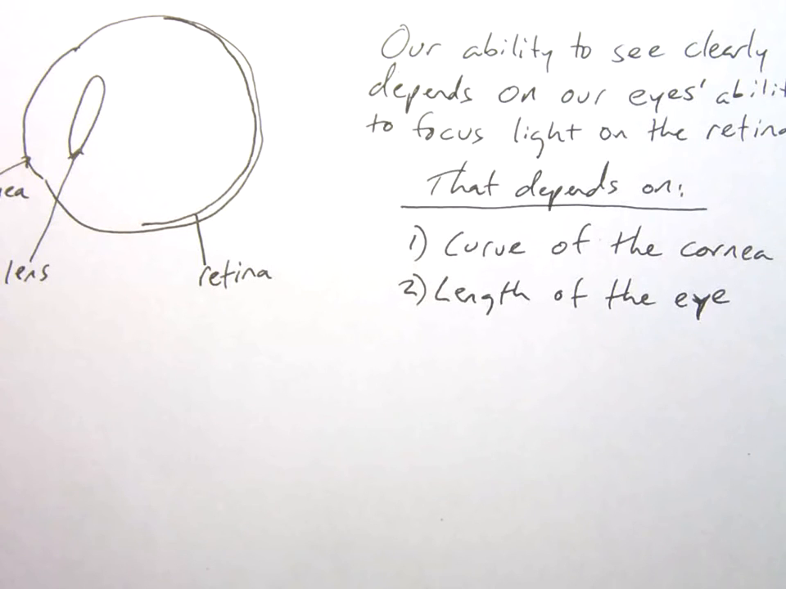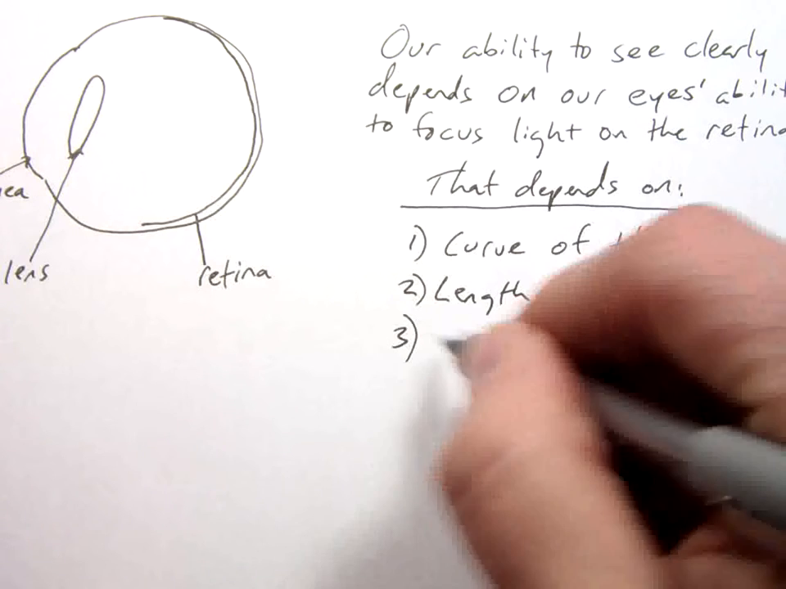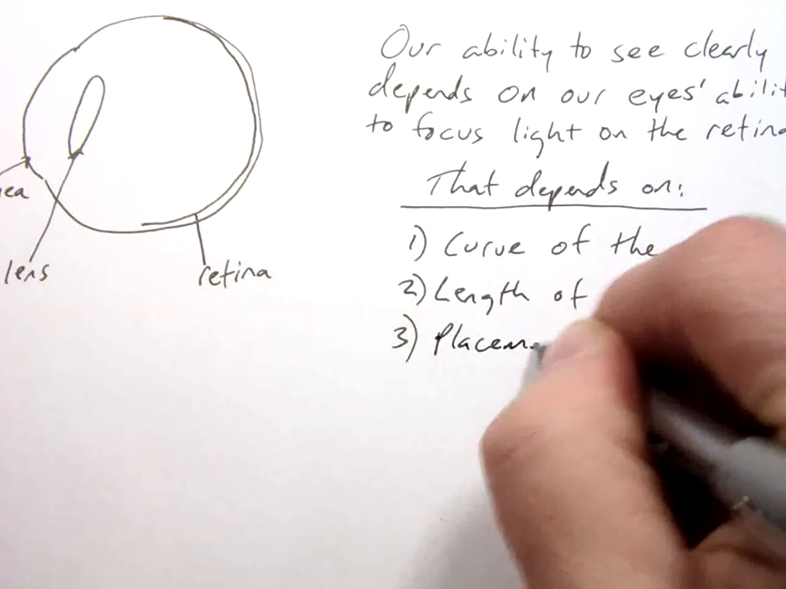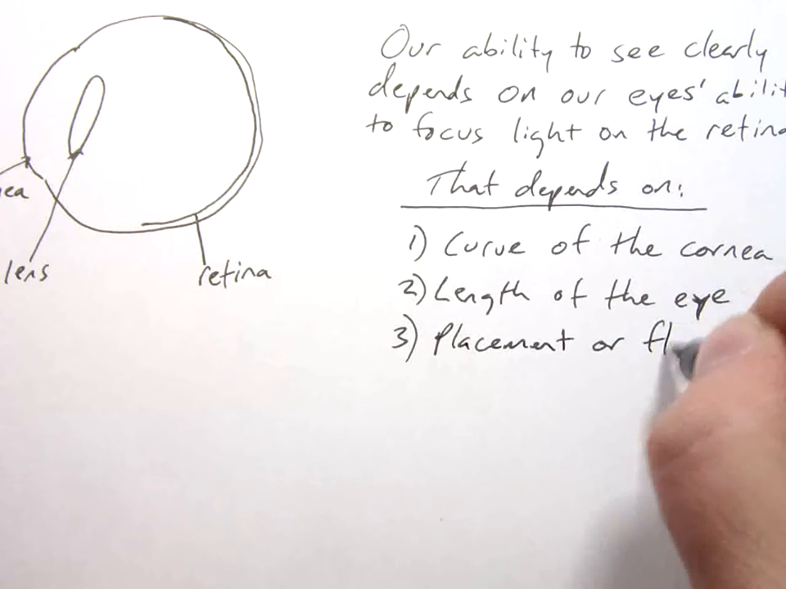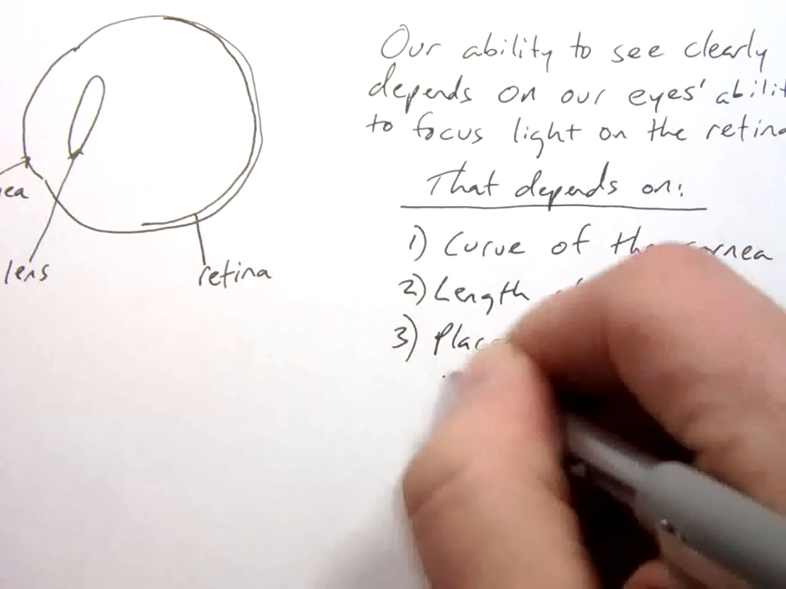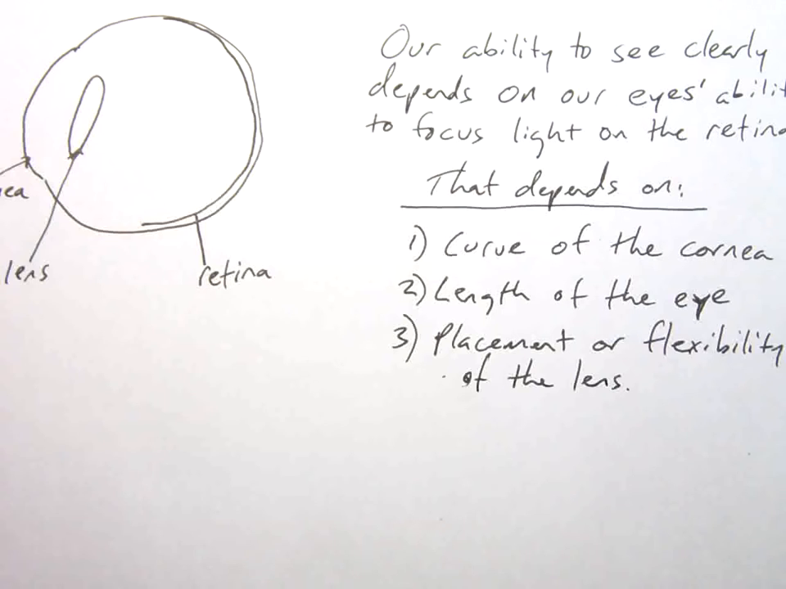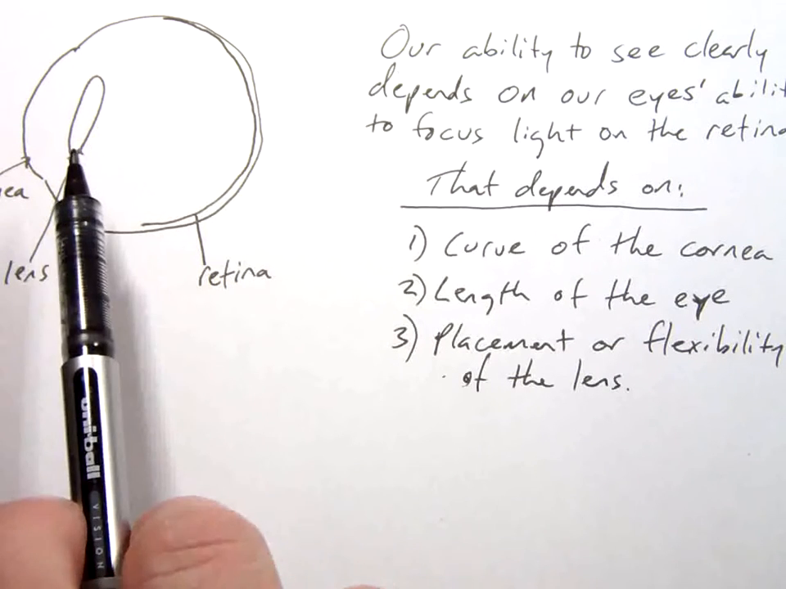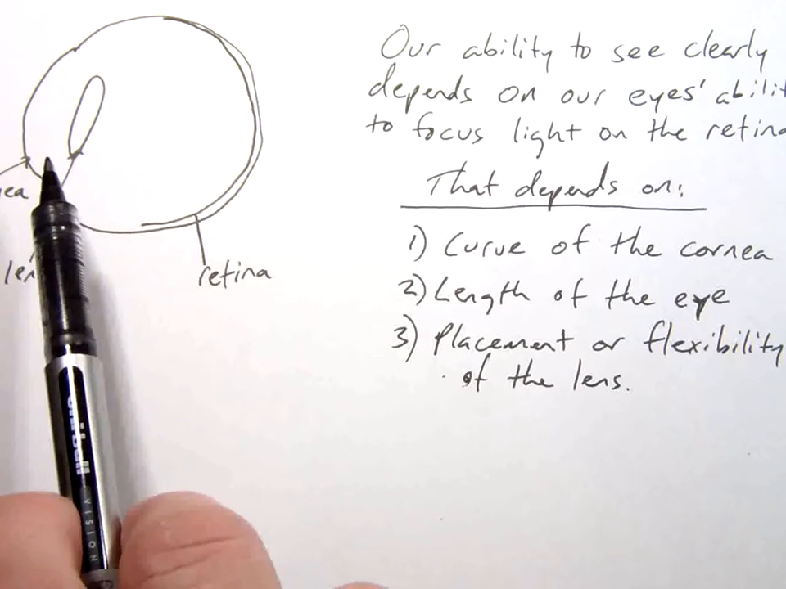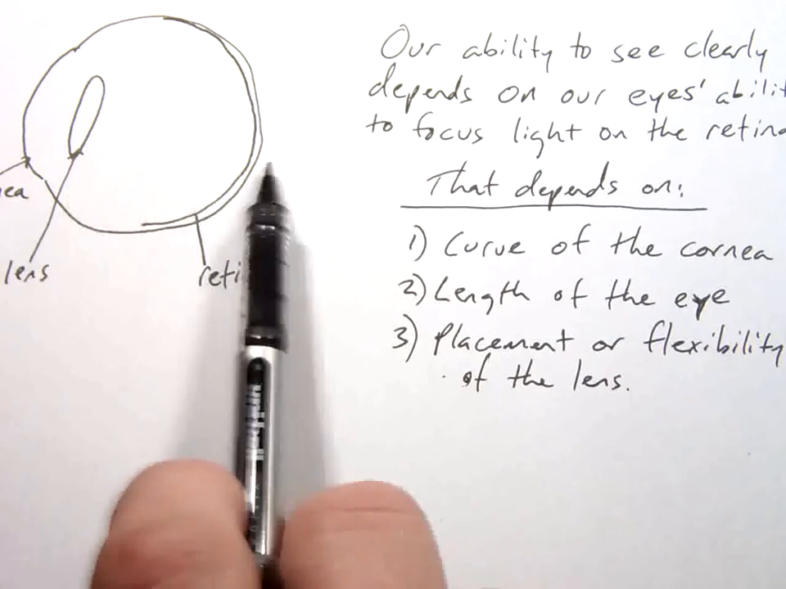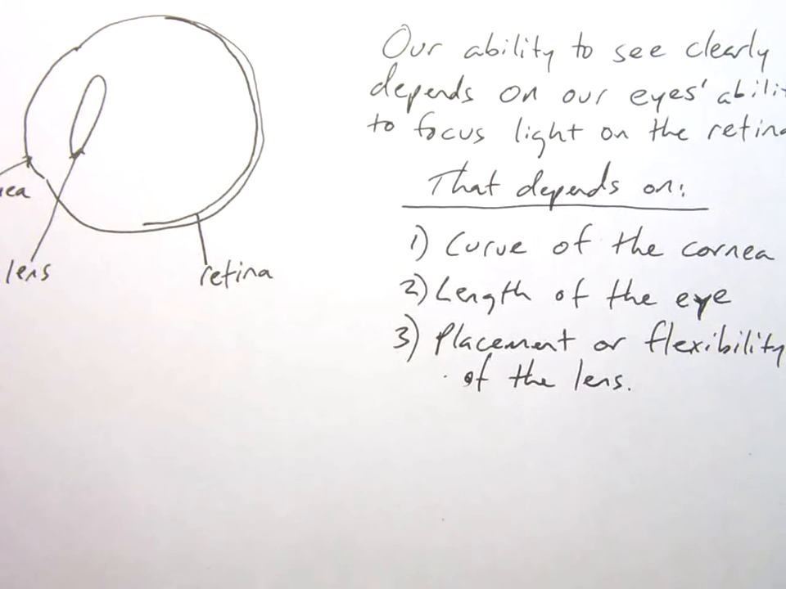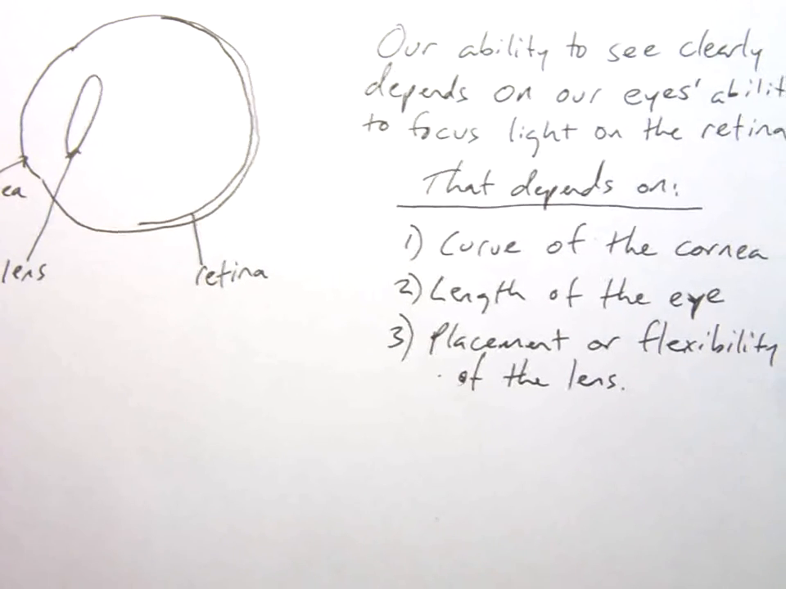The third thing is either the placement or flexibility of the lens. If the lens itself is too far back or too far forward, it'll make it difficult for it to focus on there. Also, the lens has to be flexible to do what it does, to be able to change its shape to focus the light from a near or far distance. All of these things play a factor.